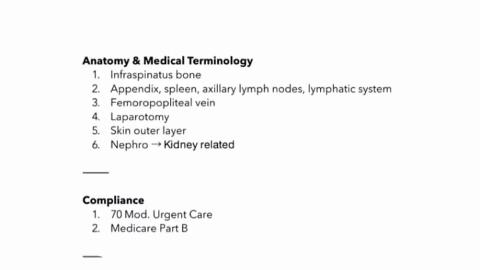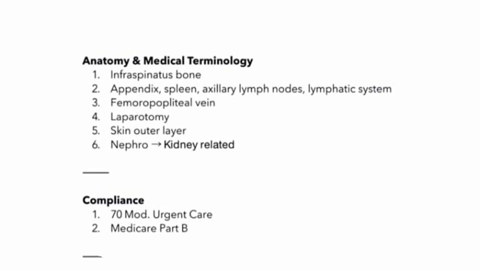Okay, so let's start. First of all, let us discuss the anatomy and medical terminology session questions. The first question is related to a bone, infraspinatus bone. The second question is related to the lymphatic system: appendix, spleen, axillary lymph nodes. The third question is about the vein, femoropopliteal vein. It's a most repeated question. Also the fourth question is a repeated one, laparotomy. And the fifth question is skin outer layer.